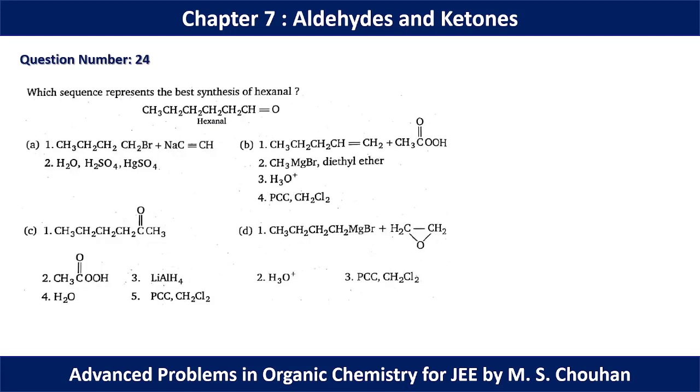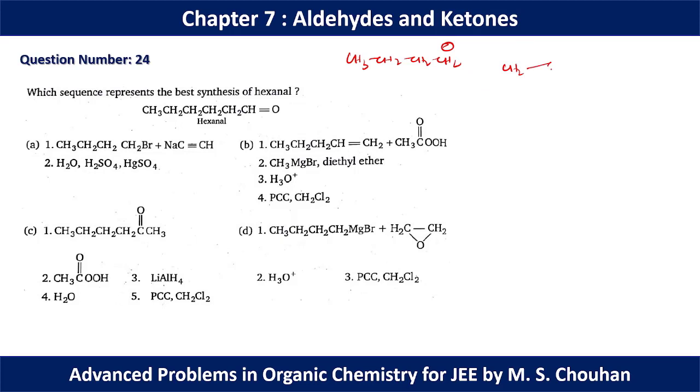In question number 24, which sequence presents the best synthesis of hexanal? So we can start with option D. Why? Because in this case we have a Grignard reagent, and Grignard reagents are generally much more reactive because the negative charge over the carbon is not stabilized at all, and along with this type of alkyl group it is much more unstable. That's why this should be much more reactive in nature. So this can be the best synthesis because it is very much unstable, so reactivity will be high.